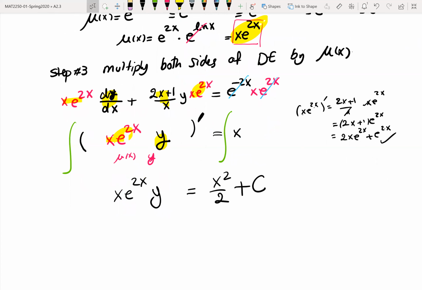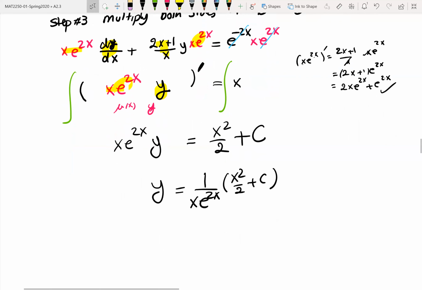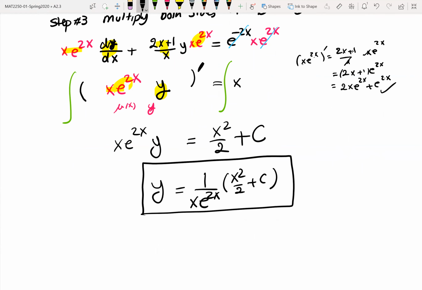Since the unknown function is called y, you keep the y on this side, and then you divide both sides by x e to the 2x. Okay, so you can leave it like that. If you like, you can distribute it. I usually don't distribute, and it's fine. But if you want, you can distribute this and continue. But that's really perfect. That's your answer.